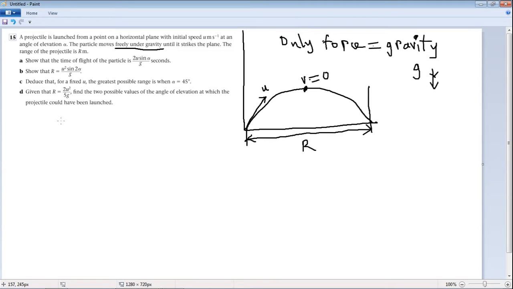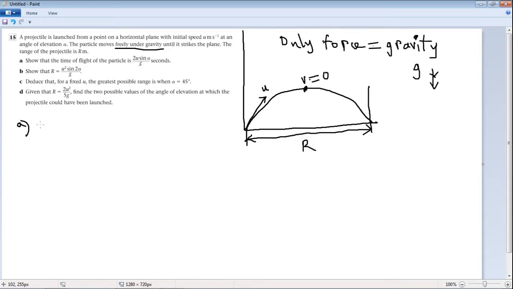So now let us look at A. Show that the time of flight of the particle is 2u sine alpha divided by g seconds. Okay. So in this video tutorial we're gonna solve A, and we're gonna solve this whole question in a series. So now let us solve A.